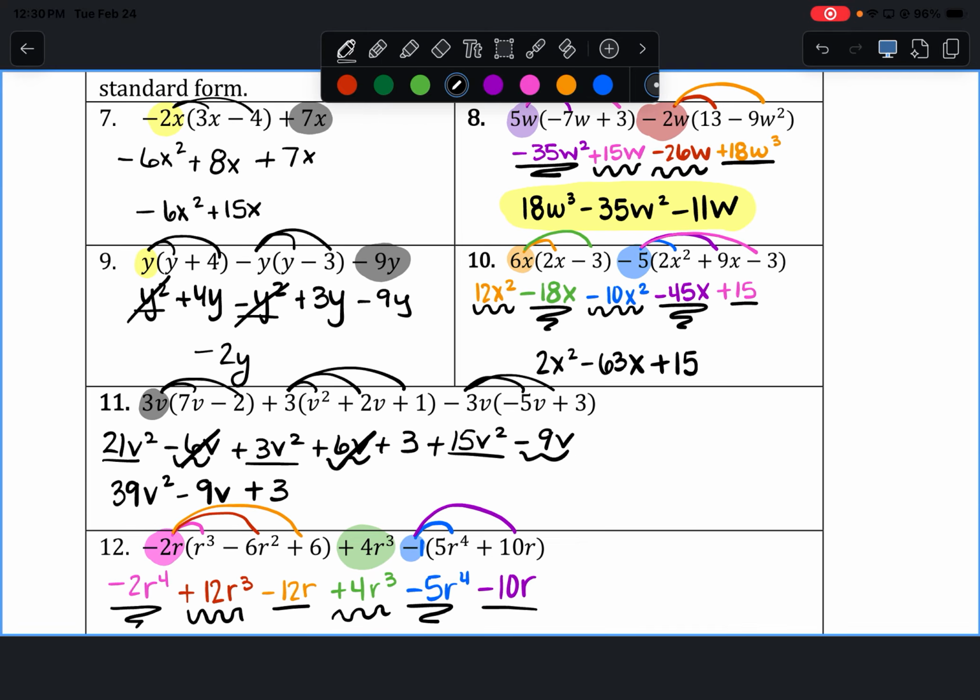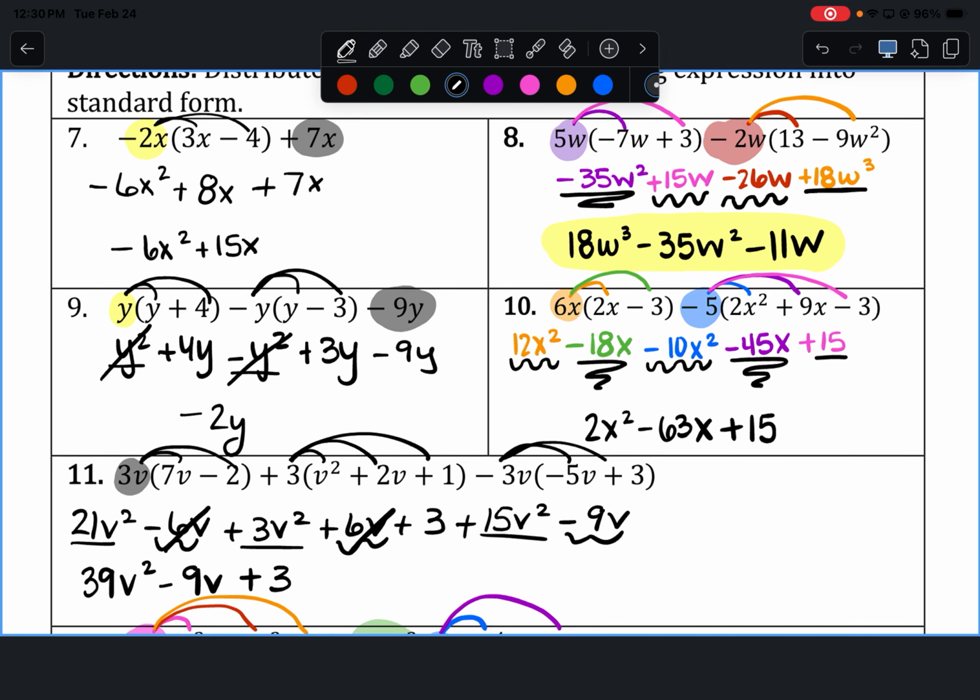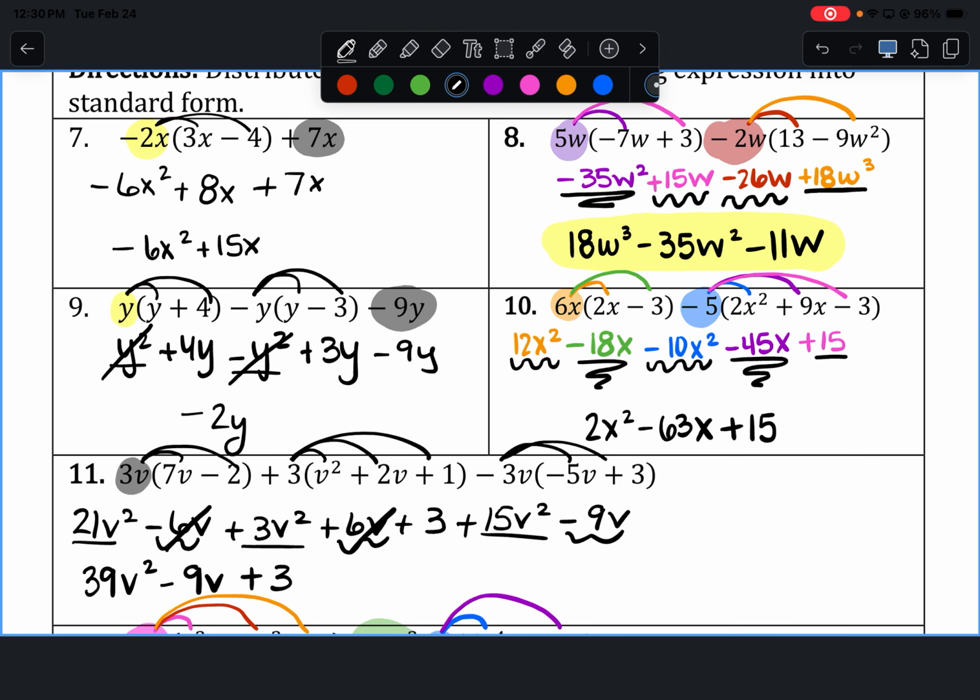So if you have a positive y squared and a negative y squared, what is y squared minus y squared? Cancels out to 0, right? So if it cancels out to 0, is there any need for me to write 0? No. Okay. And so that is what happens on question 9. When you set up question 9, you will end up getting y squared and negative y squared, which do cancel out whenever you combine your like terms. So the answer is just negative 2y for number 9.